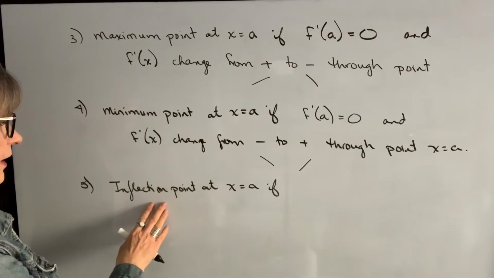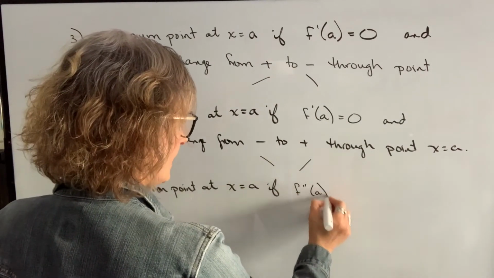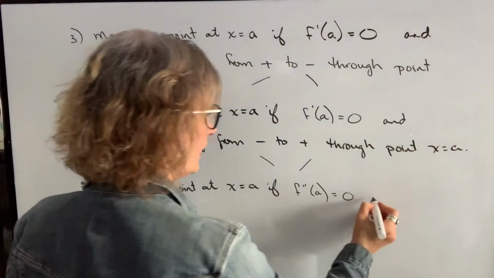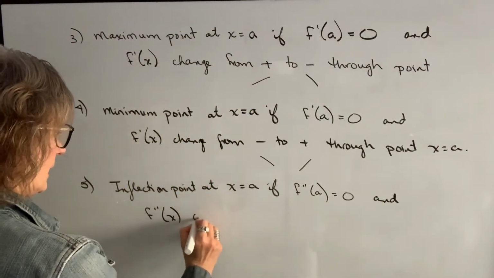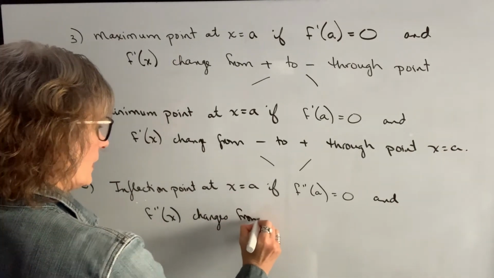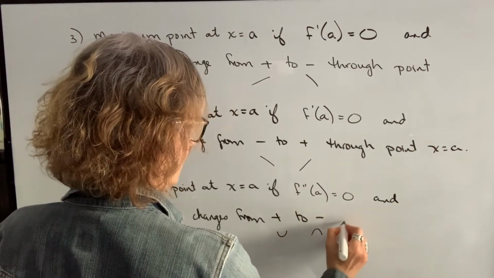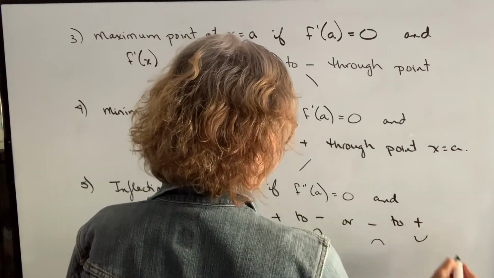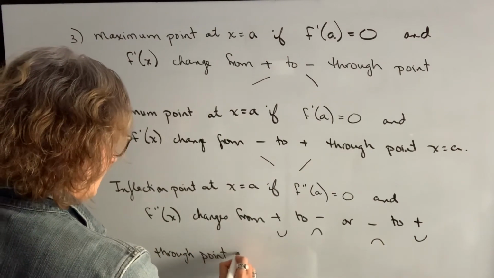Lastly, you will have an inflection point at x equals a if the second derivative at that point, at that value of x, is equal to 0. So the second derivative has to equal 0 at that point. And the second derivative, not the first, changes from positive to negative. So that would be concave up to concave down, or negative to positive, so concave down to concave up through that point x equals a.